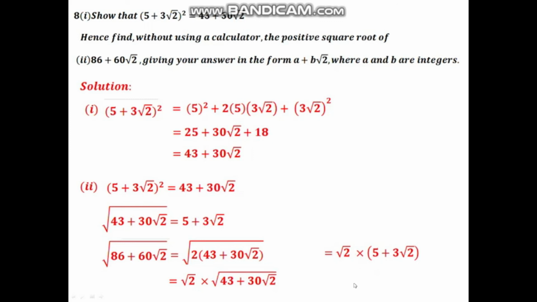So from here onwards, it will be straightforward. We just expand this. So we get 5√2 + 6. Alright. So of course, if they want it in the form of a + b√2, you just need to rewrite this as 6 + 5√2. Okay. So the a is basically 6 and the b is 5.